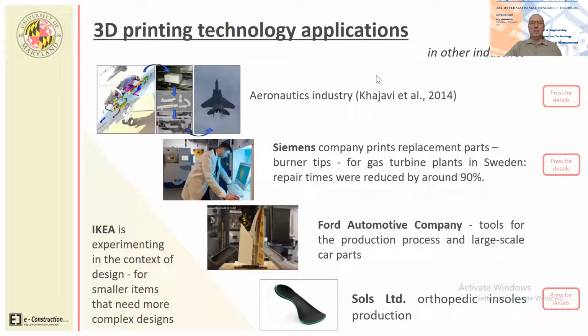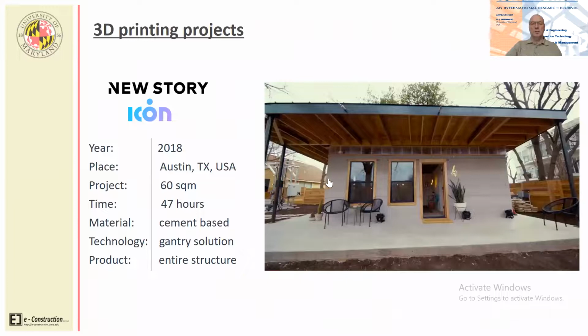There are numerous examples of 3D printing applications in aeronautics. I already mentioned printing replacement parts. I mentioned Caterpillar, but Siemens is also one of the pioneers for printing replacement parts, especially for gas turbine plants in Sweden. IKEA, a famous Swedish furniture company, is experimenting with 3D printing in the context of design for smaller items that need more complex designs. Why actually bother with traditional manufacturing if you can print a particular component? Ford, being one of the three large US automotive suppliers, they print tools for production processes and large scale car parts, again, saving material.